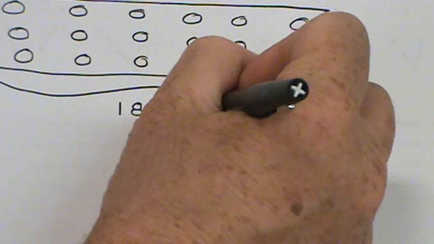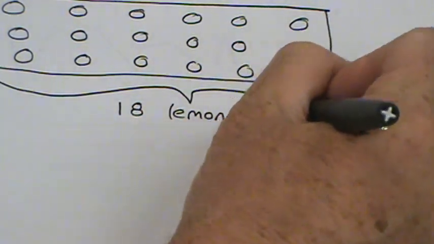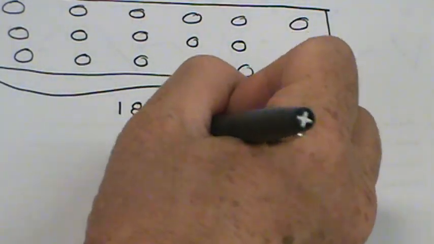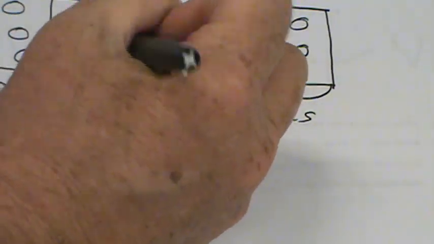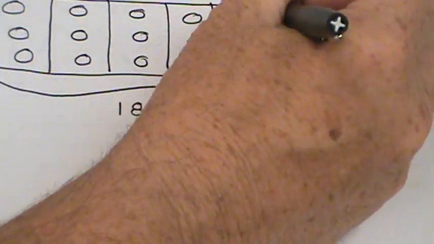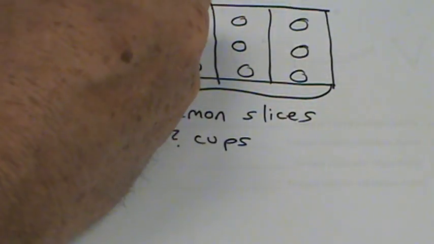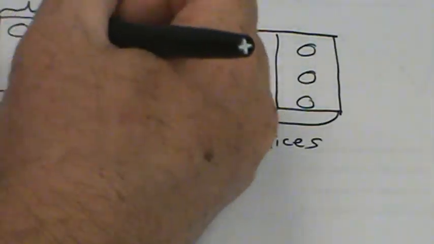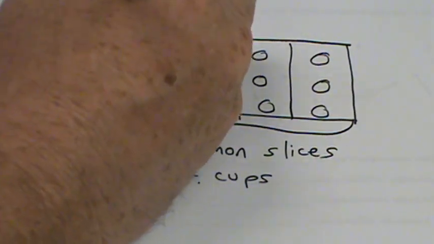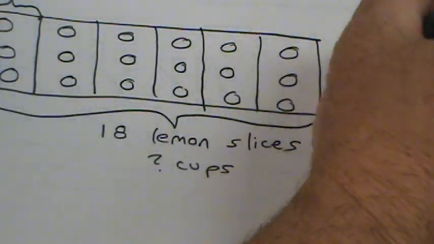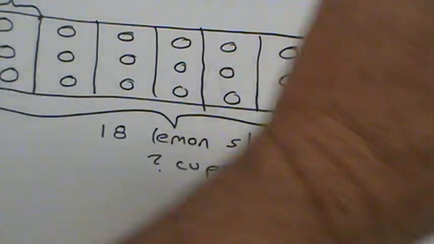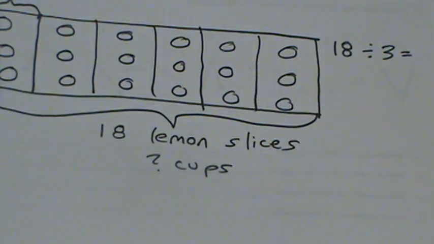18 lemon slices. What we don't know is the number of cups. But we do know she's putting 3 slices in each cup. All right, so this is what we do know. We do know there's 18 lemon slices. We do know that 3 slices are going into each cup. So our division sentence would look like 18 divided by 3. So let's count the number of cups.